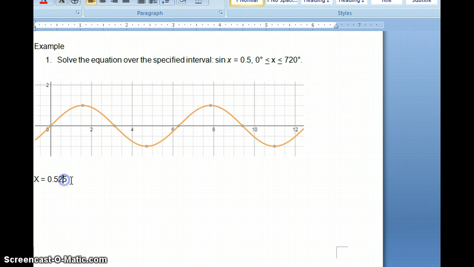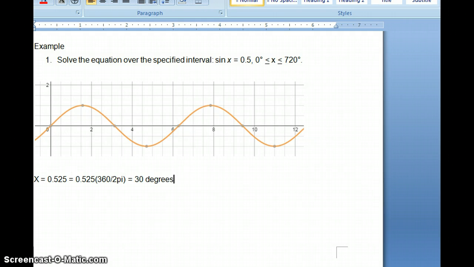We have x is equal to 0.525, and that's in radians, and we want to convert that, so it's going to be equal to 0.525 multiplied by 360 degrees, divided by 2 pi. And what you should find is that we have 30 degrees here. So that's for our first value.